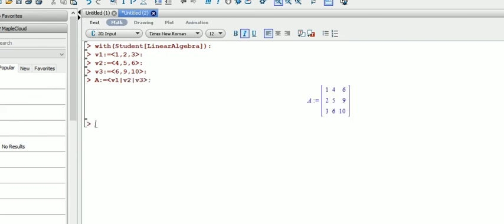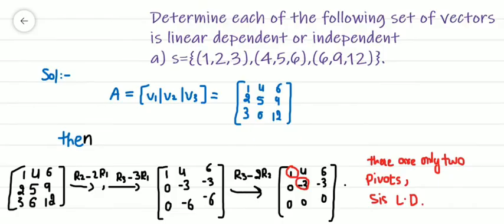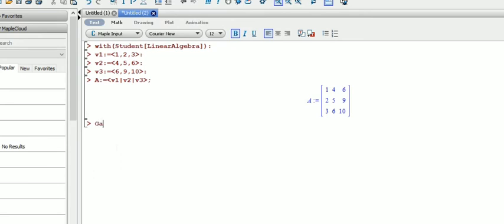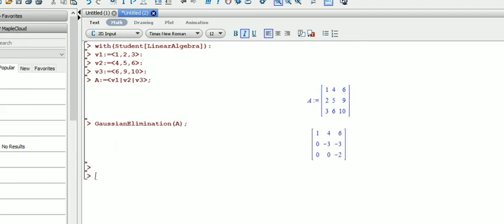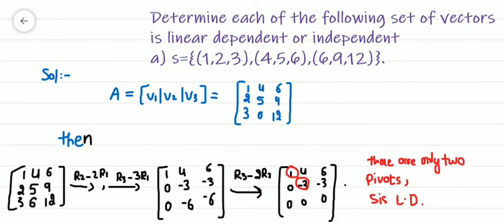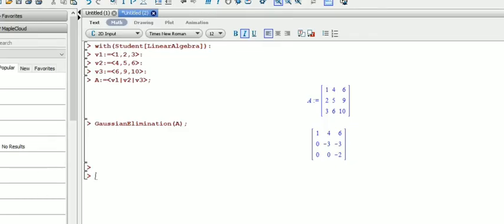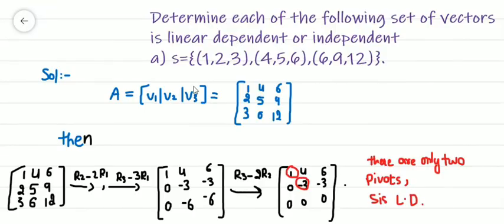We need to convert these elements v1, v2, v3, which are in vector form, into matrix form. So we put the Matrix command, and we get the matrix. Then we need to apply the row elimination method, also called the Gaussian elimination method. This is the row elimination method. Here we put the command on A, so we get the answer. You know very well, in this command, after row operations, we get two pivot elements.